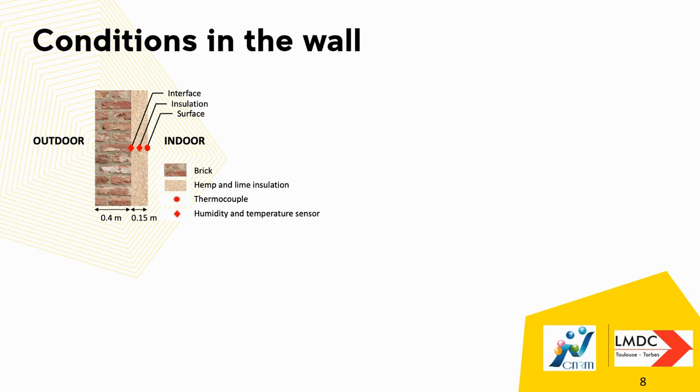The instrumentation: we have 3 places instrumented in the wall. We measure temperature and relative humidity at the interface and in the middle of the insulation. We only measure temperature at the indoor surface.